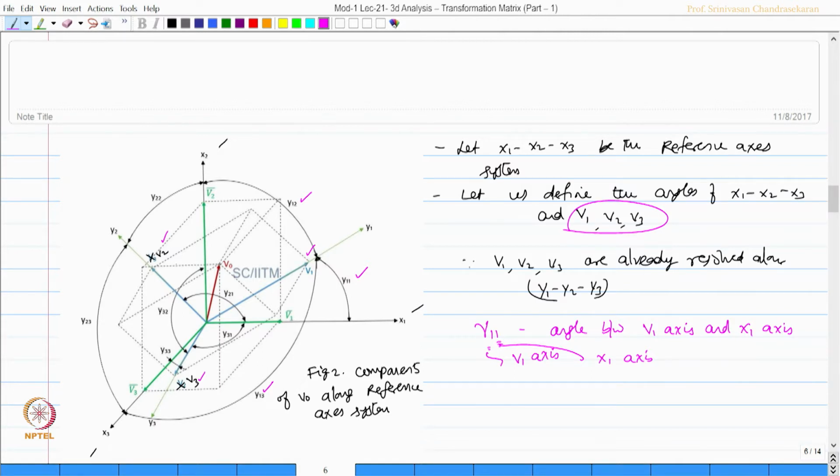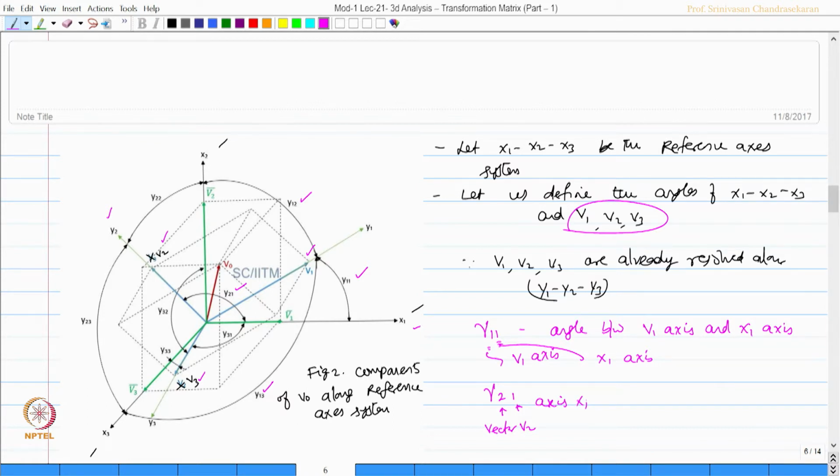By that logic, I can now find or define angles between the vector v 2 and x 1, x 2 and x 3. For example, the v 2 vector is here, x 1 is here, and the angle between v 2 and x 1 is here. So, the first subscript in gamma 2 1 stands for vector v 2 and the second stands for axis x 1 and so on.